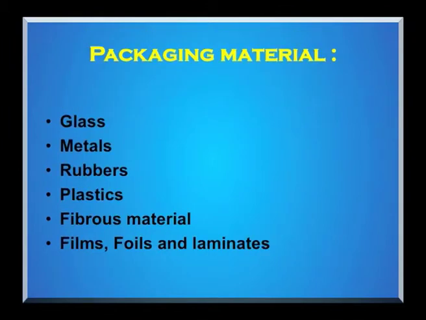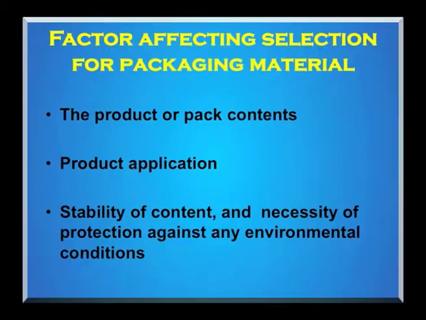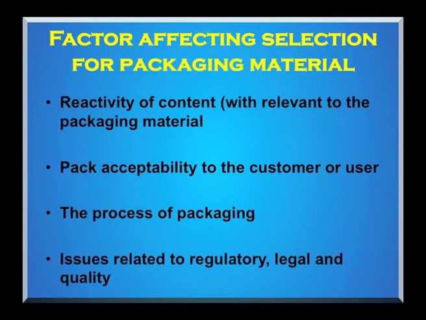Now what are the packaging materials that can be used? It includes glass, metals, rubbers, plastics, fibrous materials, films, foils and laminates. Now we have to talk about what are the factors that may affect the selection of packaging material. The factor may be the product or pack contents, product application, stability of content and necessity of protection against any environmental conditions, reactivity of the content with relevant to the packaging material, pack acceptability to the customer or user, the process of packaging, issues related to regulatory, legal and quality.